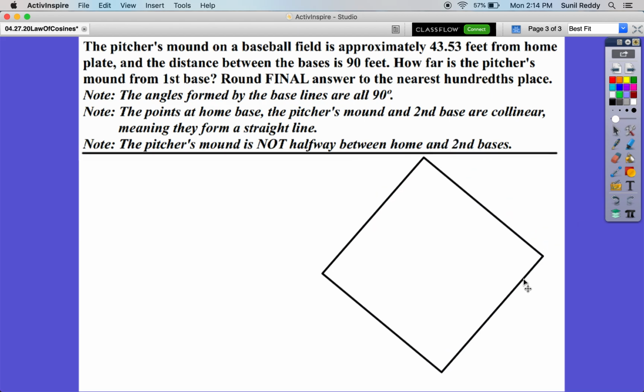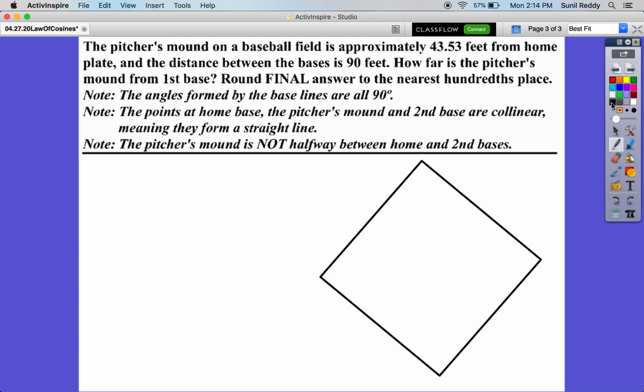And the one that's not so obvious to everyone, perhaps, is that the pitcher's mound is not halfway between home and second base. So it's actually closer to home plate than it is to second base. So I'm going to start in this problem by labeling some things. I'm going to call home base H, angle H. First base is F for first, second is S for second, and third is T for third. I'm going to put the pitcher's mound in line with S and H, but I'm going to put the pitcher's mound closer to H since it's not halfway between, and I'm going to call that point P for the pitcher.